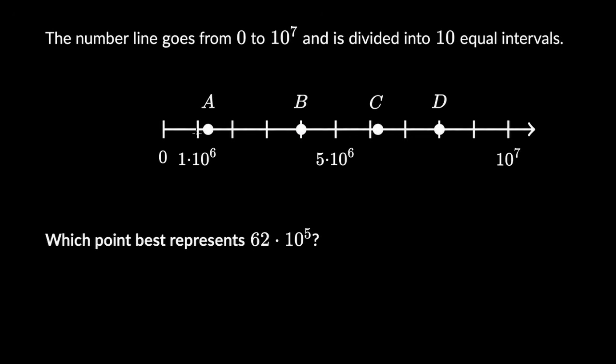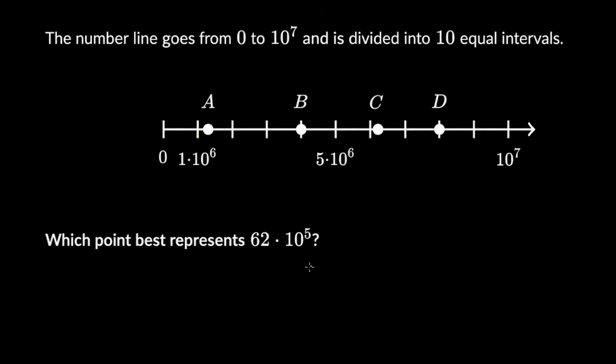This is 1 times 10 to the 6th, 2 times 10 to the 6th, 3, 4, 5, 6, 7, 8, 9, 10 times 10 to the 6th, which is, of course, 10 to the 7th. Now, they're not telling us something times 10 to the 6th. They're telling us something times 10 to the 5th. But maybe we could write it in terms of 10 to the 6th.